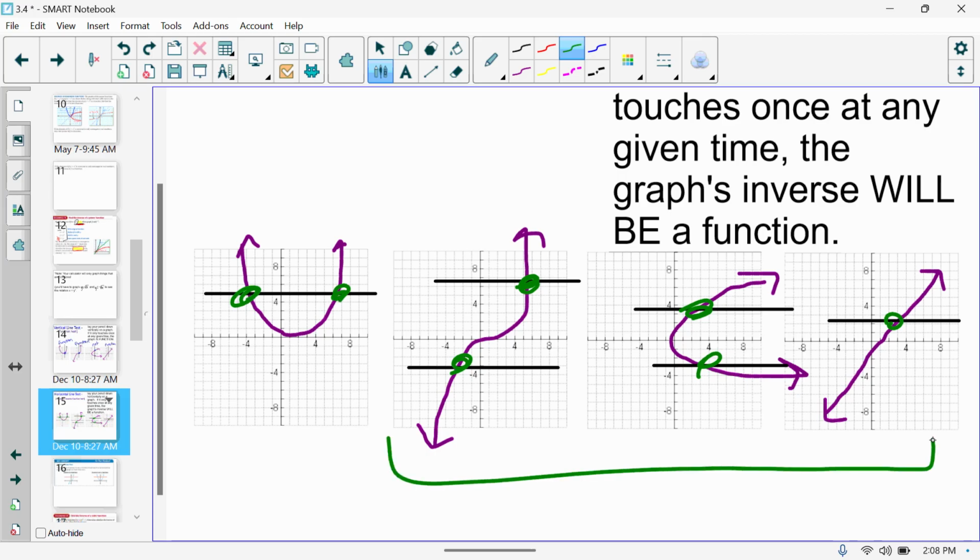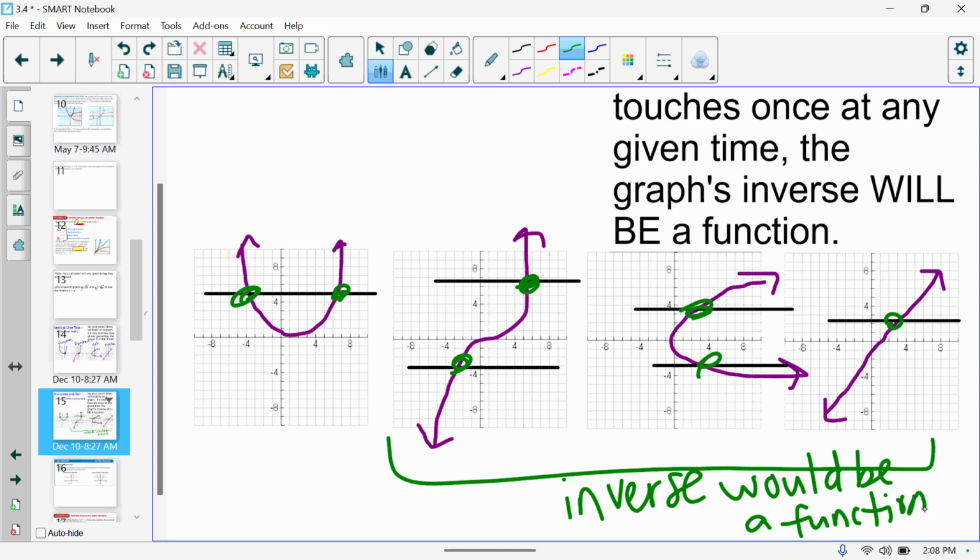So all of these, if we actually found their inverse and made a picture of it, the inverse would be a function. However, the inverse of this one is not a function because we say it fails the horizontal line test. If you draw a horizontal line, it touches it more than once.